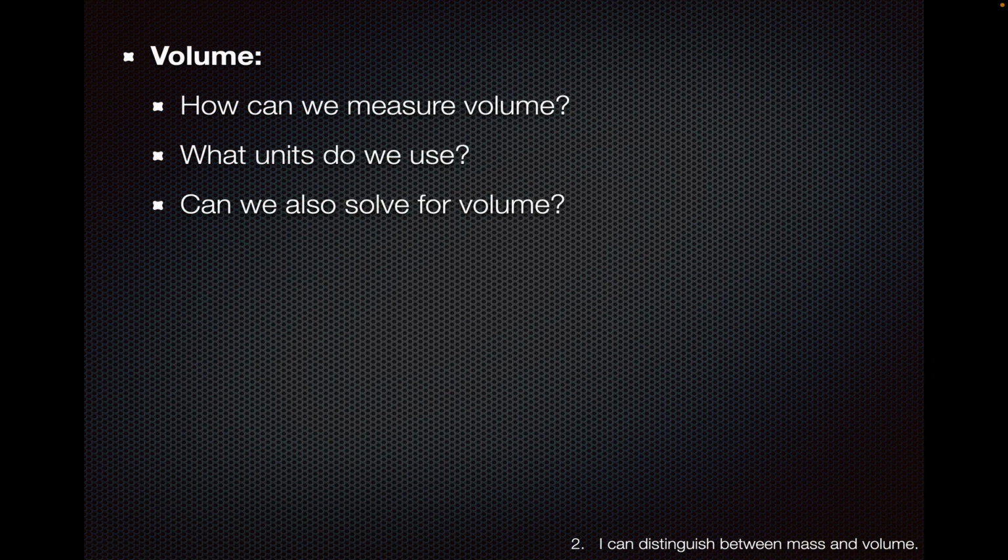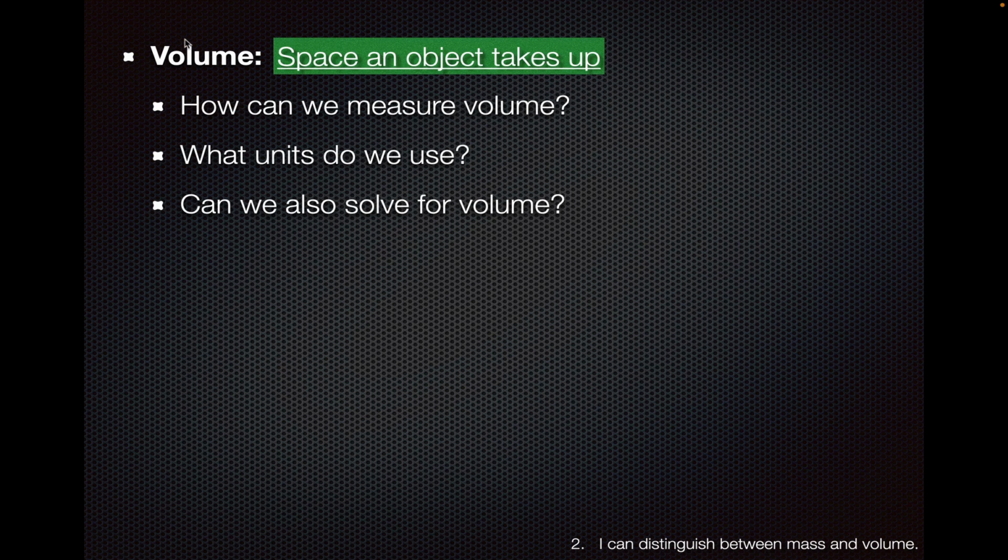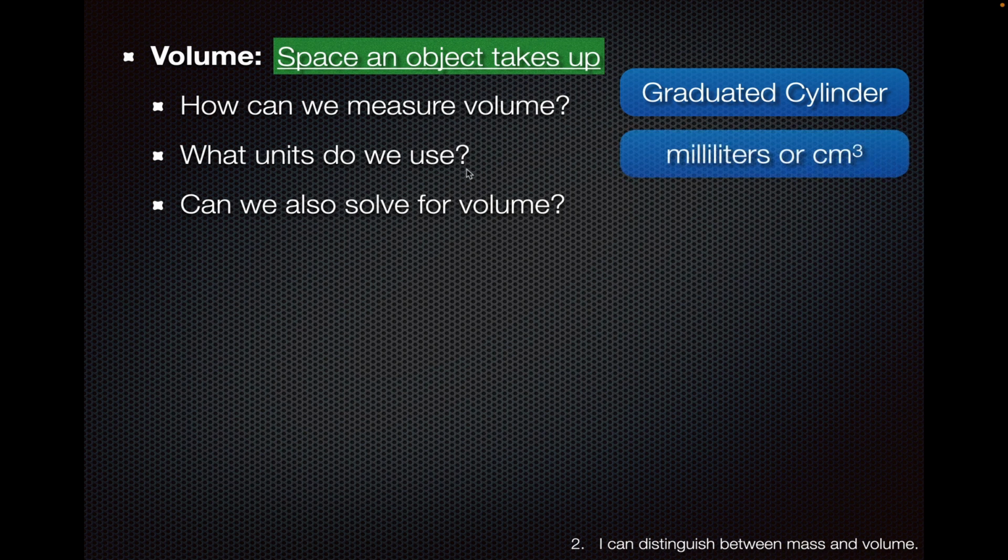So how do we define volume, okay? Volume is the space that an object takes up. And we measure volumes using a graduated cylinder. The units we use are milliliters or centimeters cubed. And can we solve for volume? Yes, it's called a derived unit, which means we can actually solve for it. Like the volume of a rectangular shaped object is length times width times height, for example.